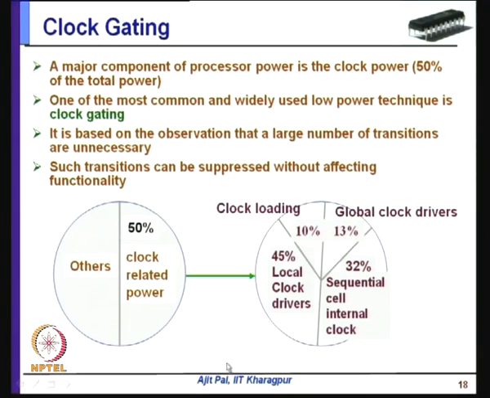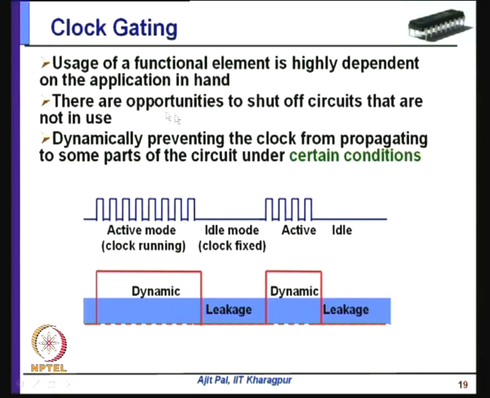That is the basic idea of clock gating, which I have discussed in detail, and here is the basic idea. Use of a functional element is highly dependent on the application in hand. So, there are opportunities to find circuits that are not in use. When it is not in use, clock can be gated. So, dynamically preventing the clock from propagating to some parts of the circuit under certain conditions. You have to identify the conditions, and when the conditions are satisfied, then the clock is gated.